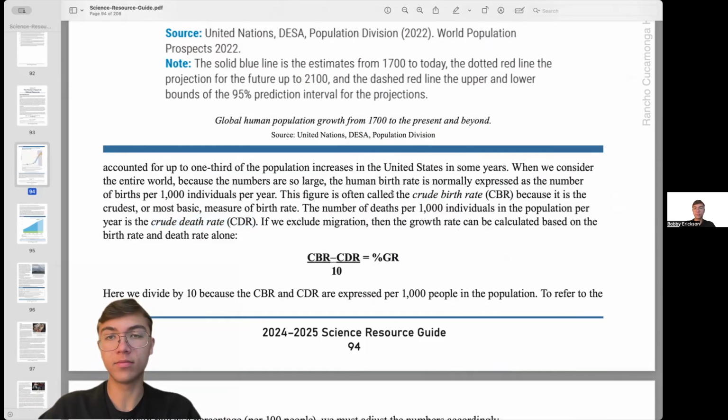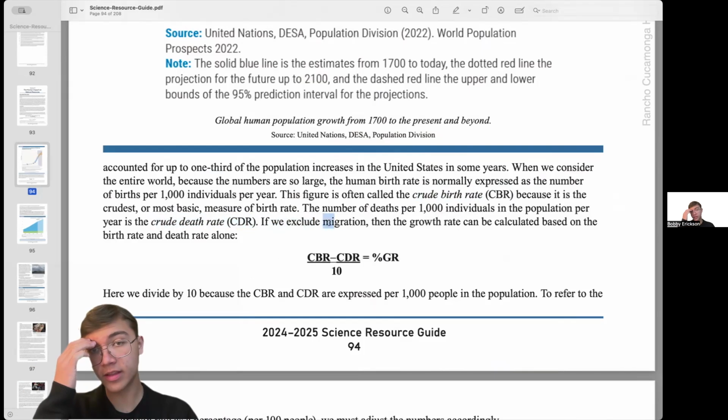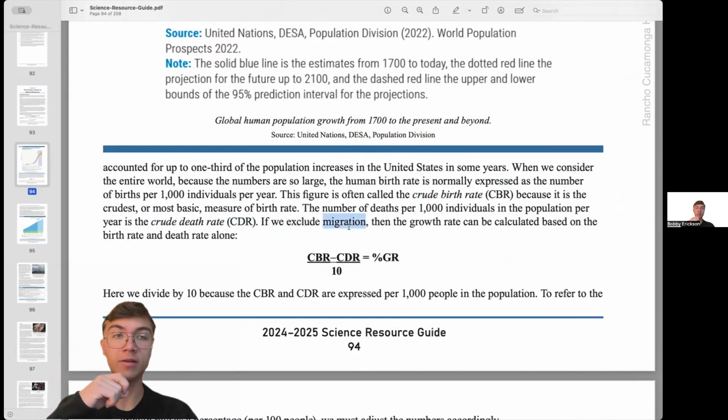And that's just a term to memorize. And the same thing goes with the crude death rate. It's also per 1,000 individuals per year, except it's the number of deaths per that many individuals. So then, if we exclude migration, because no aliens are coming to Earth, remember, CBR minus CDR divided by 10 equals the percent growth rate.